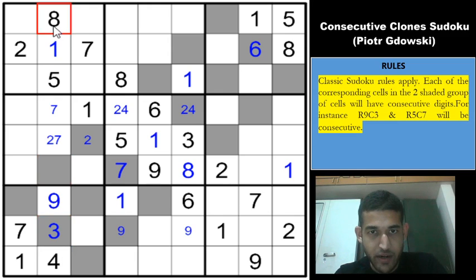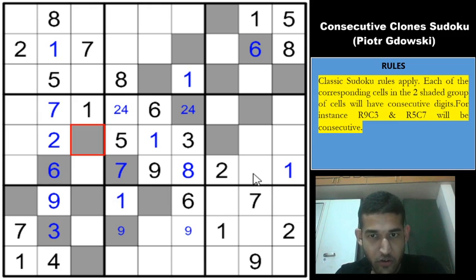And now we have a triplet, right? 1, 5, 8, 3, 4, 9. So remaining are 2, 6 and 7. This can't be 2, 7. So this is 6. And these two cells must be 2, 7. But we have a 2 coming from row 4. So this is a 7 and this is a 2, right?